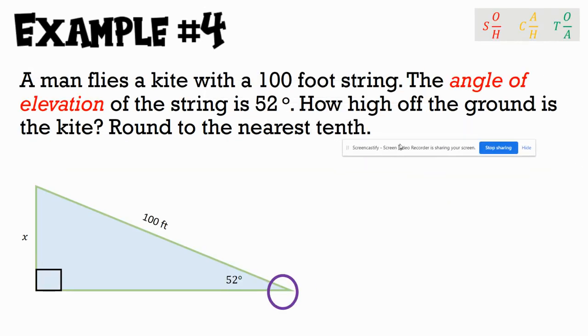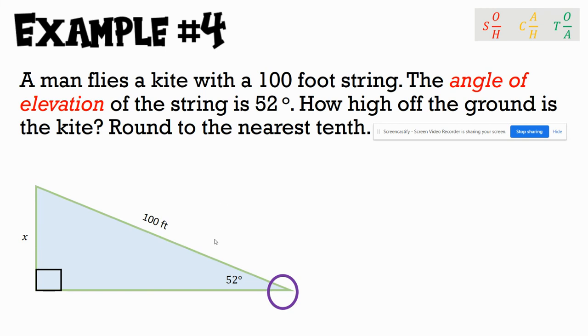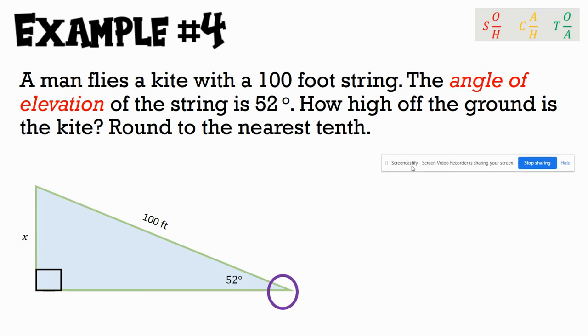Number 4, a man flies a kite with a 100-foot string. The angle of elevation, so there's one of those vocab words that we started in the very first slide. The angle of elevation is that angle formed between the horizontal and upwards. So this right here is my angle of elevation, and it measures 52 degrees. How high off the ground is the height? So I'm trying to find the height of the kite. So here's the kite flying right here. Here's the string.